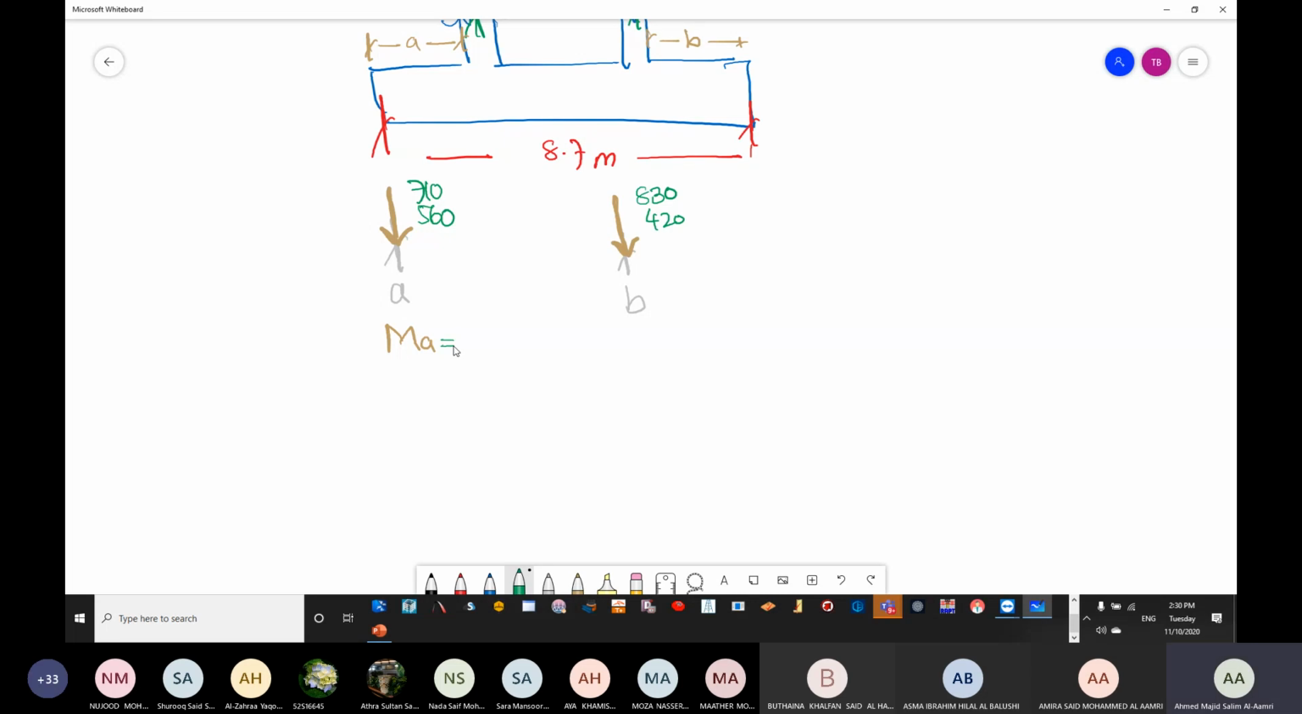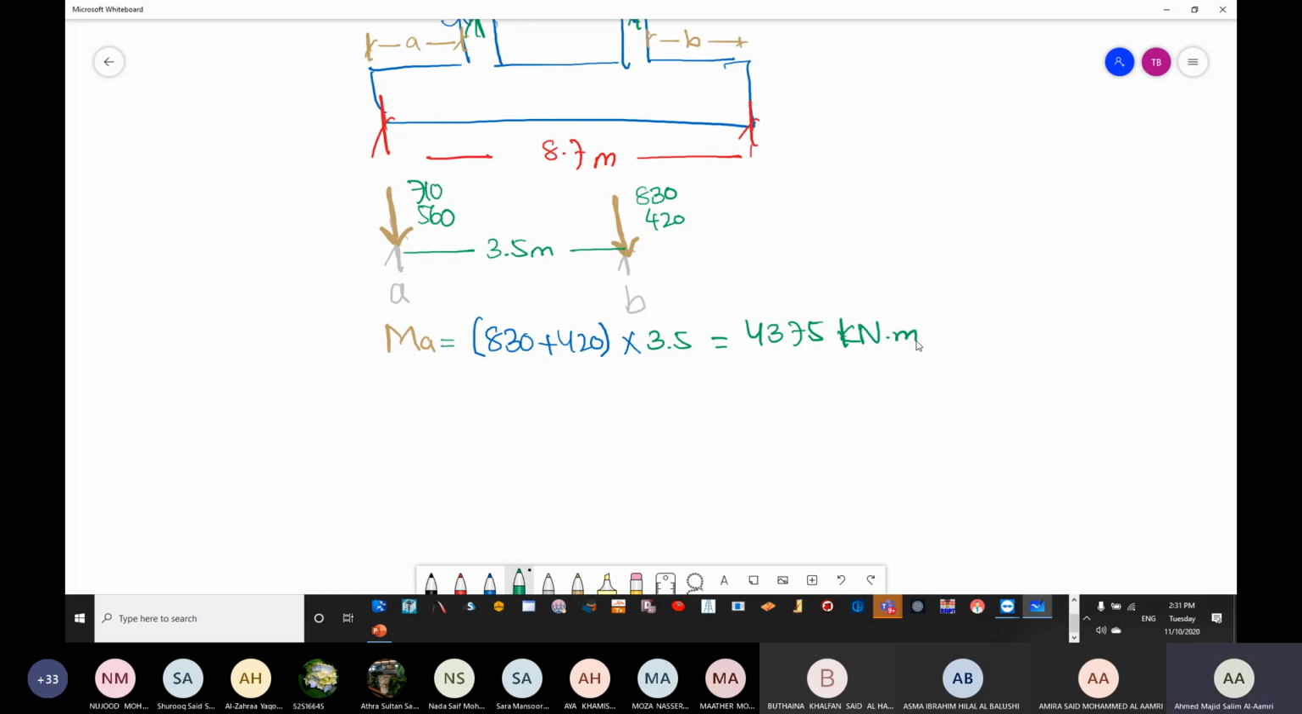So you will see that the moment at A is going to equal 830 plus 420 multiplied by the distance given, which is 3.5 meters. Do you agree that the moment about A equals the force multiplied by distance? So how much is that? We are going to have it as 4,375. And this unit is kilonewton meter.